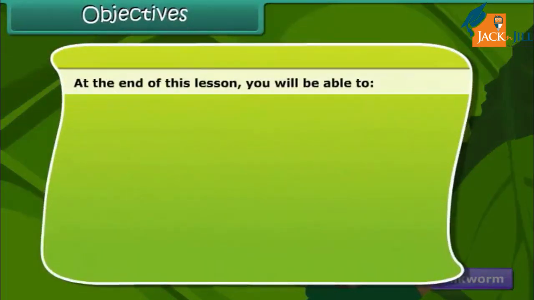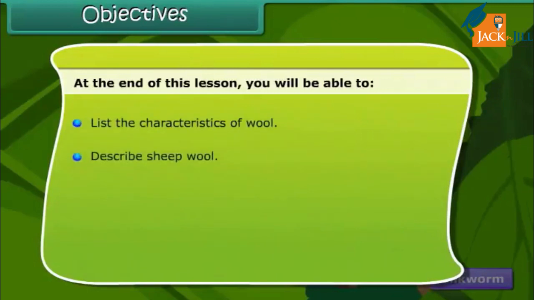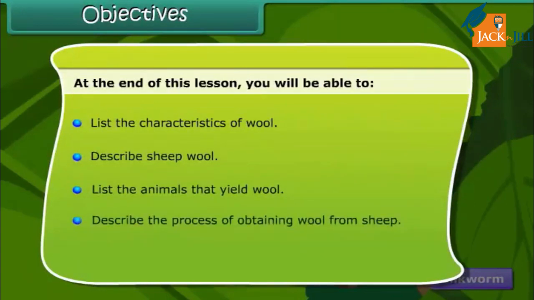Objectives. At the end of this lesson, you'll be able to list the characteristics of wool, describe sheep wool, list the animals that yield wool, describe the process of obtaining wool from sheep, and explain the processing of fibers into wool.